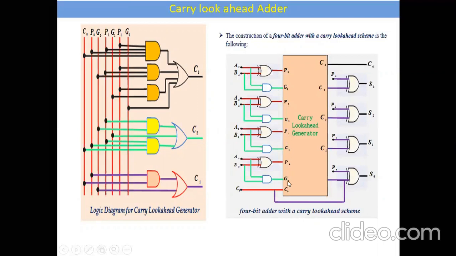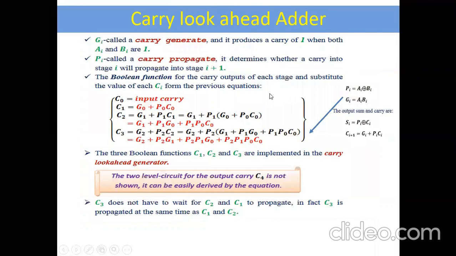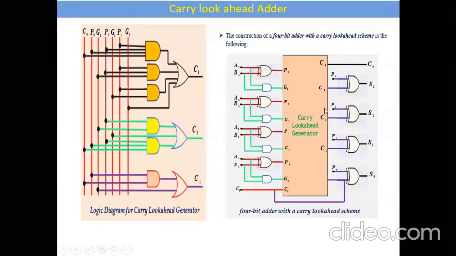Okay. This is the input carry. C0 we consider. This is the C4 as we discussed here. The 2-level circuit for the output carry C4 is not shown. It can be easily derived from the equation. So directly we took this. It should be carried over to the next parallel adder. If you are connecting the next adder, we can connect this output to the next 4-bit parallel adder.